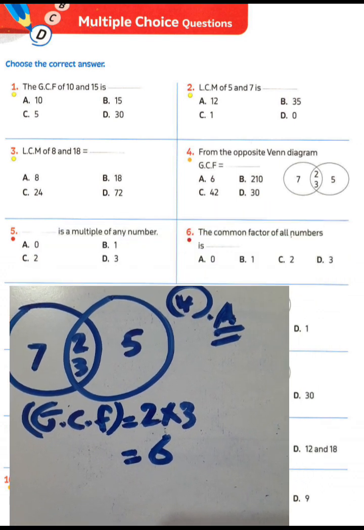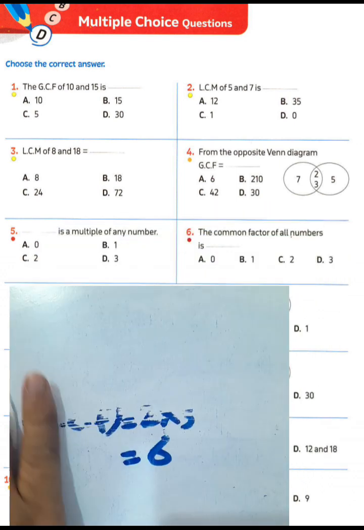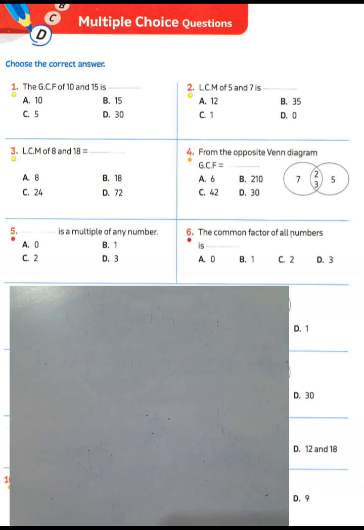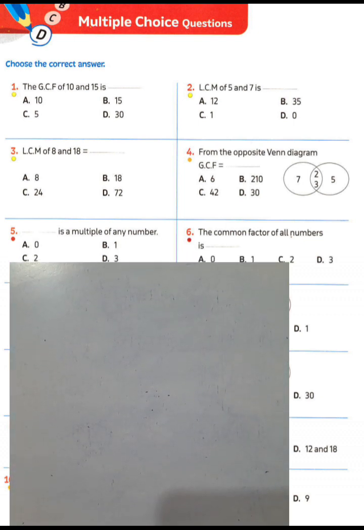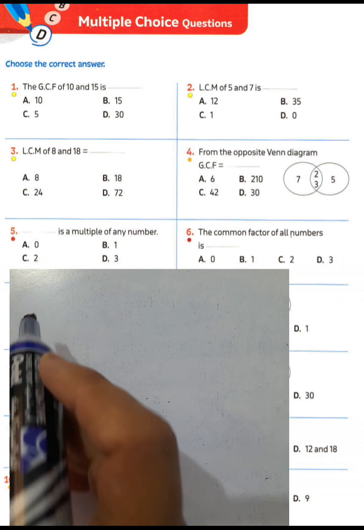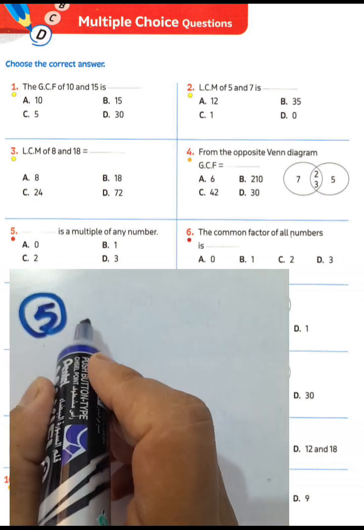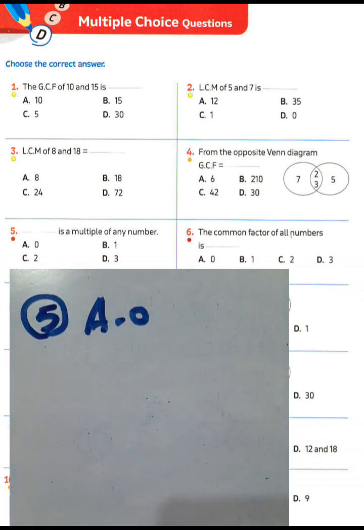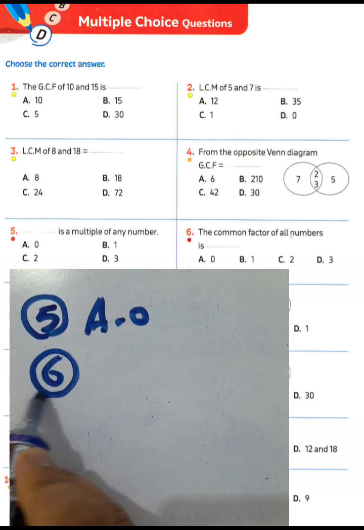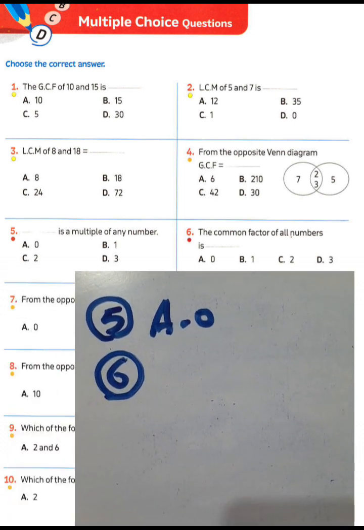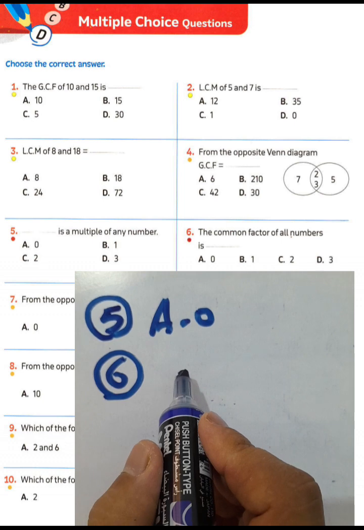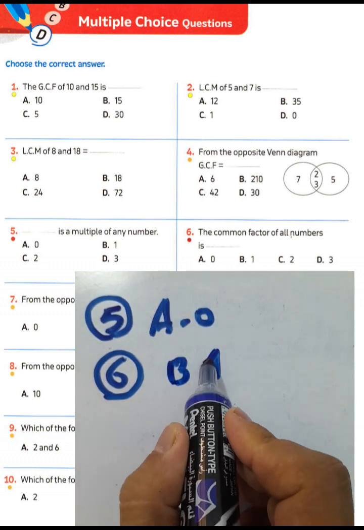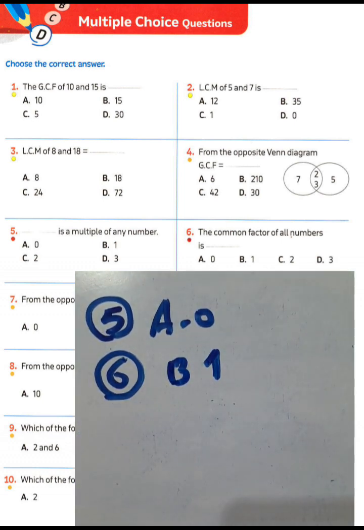Question number 5. Space is the multiple of any number. Multiple of any number equals 0. Choose letter A, 0. Question number 6. The common factor of all numbers is 1. Choose letter B about question number 6.